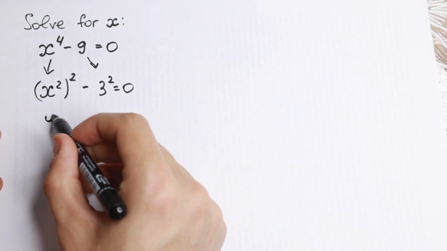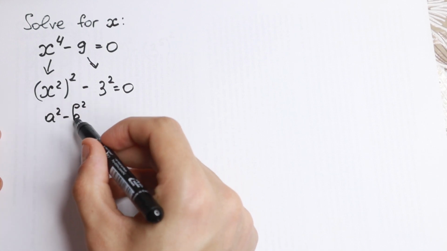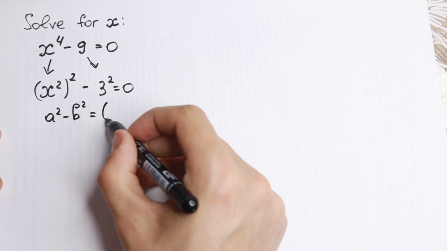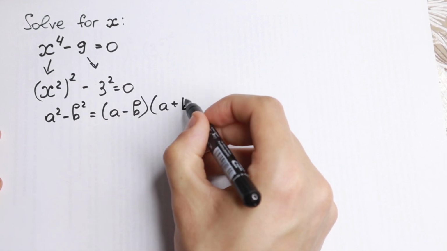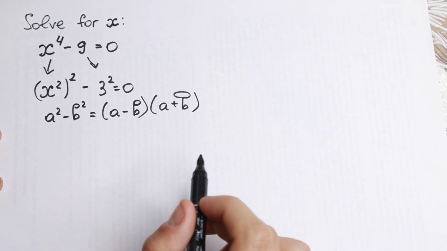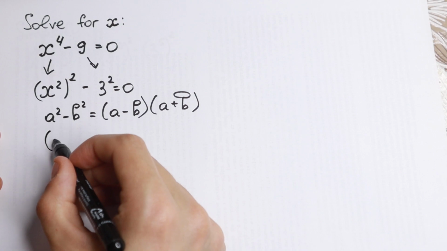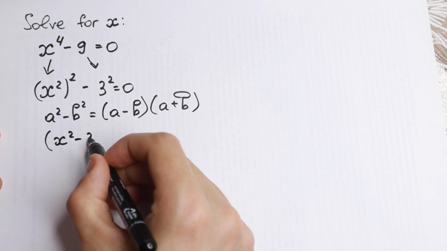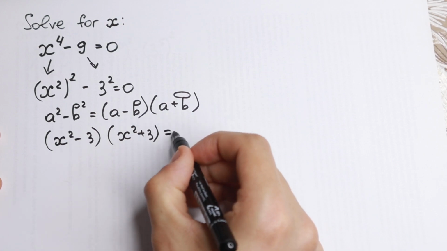We have a situation that looks like a squared minus b squared, a equal to x squared, b equal to 3, so as a result we will have a minus b, and a plus b. Okay, let's split it into an identity. We will have x squared minus 3, and right here x squared plus 3 equal to 0.